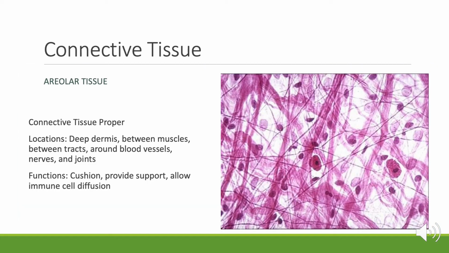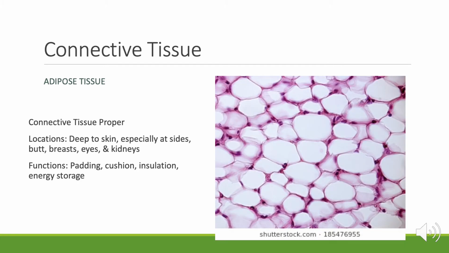Starting with areolar tissue, it's a form of loosely packed connective tissue proper, and it has an open framework. Its main functions are to cushion organs and other tissues, as well as provide structural and nutritional support, and to allow immune cells to quickly diffuse to other parts of the body. Adipose tissue is where fat is stored for energy and is another example of loose connective tissue. This is abundant deep to the skin and in the butt and breasts.